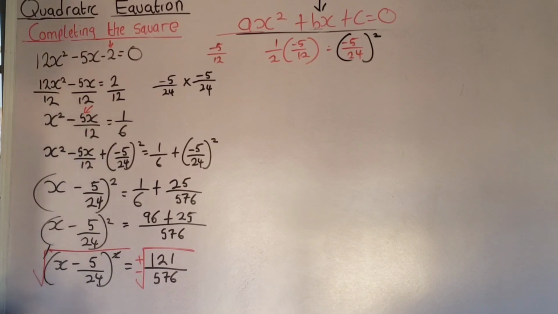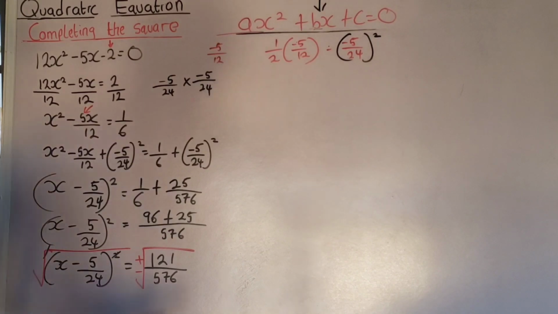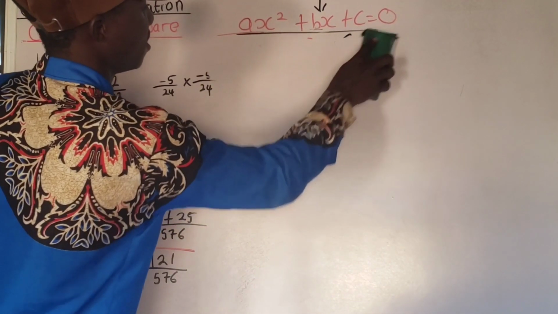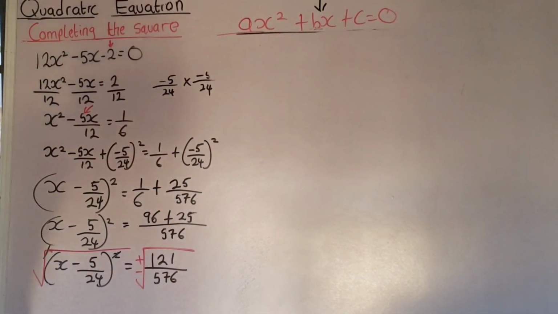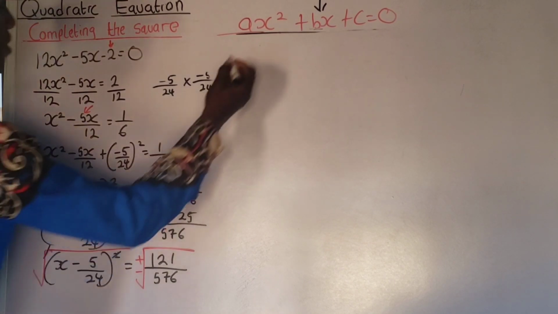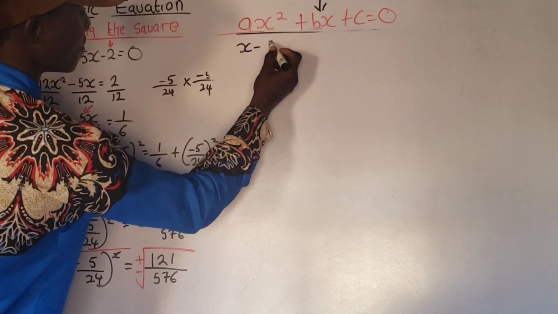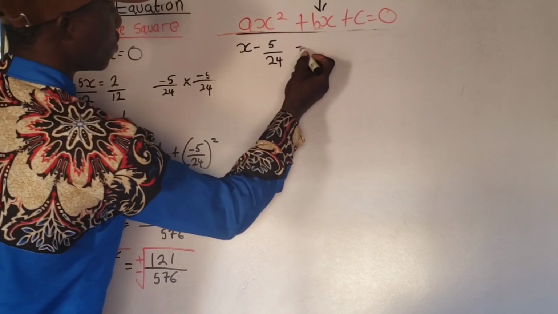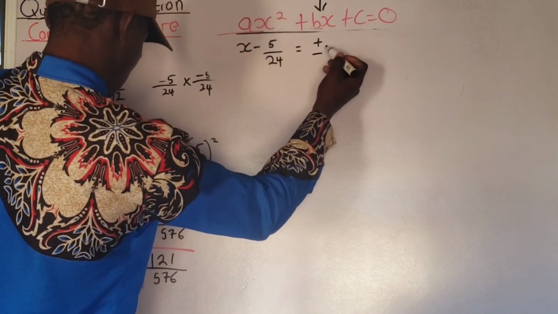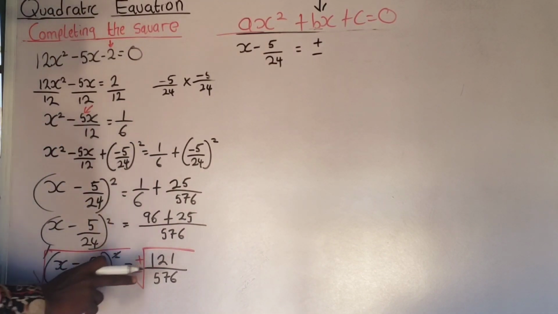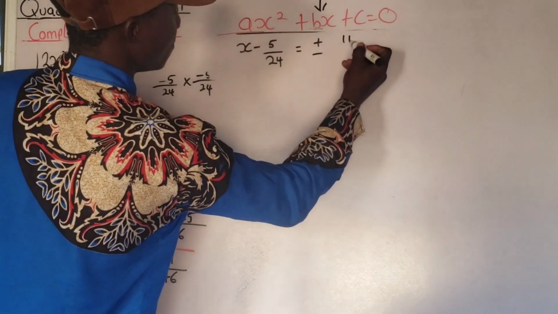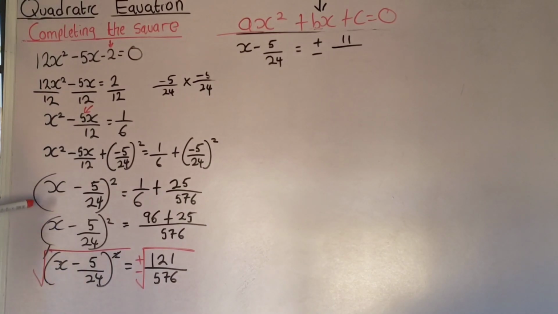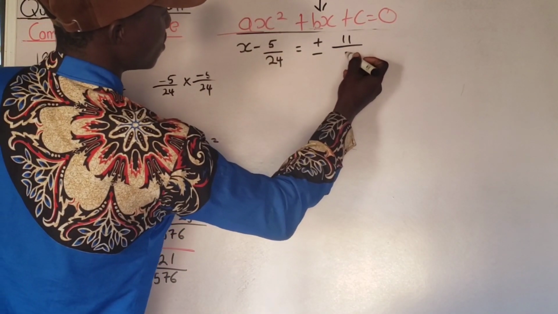x minus 5. Okay, let me quickly erase what I got here. So I'm going to have x minus 5 all over 24. Are you paying attention? Equals to plus or minus. Now the square root of 121 is what? 11. So I'm going to have 11 all over. Now the square root of 576, that is 24. Okay, so I'm going to have 11 all over 24.